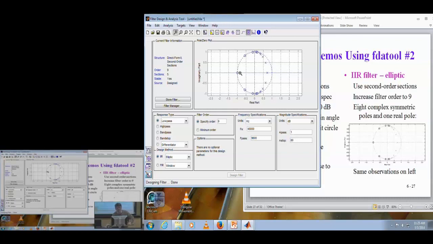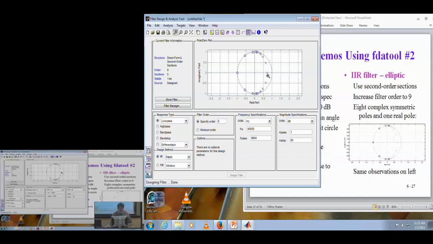Is the main reason that they're always going to be like that because if they weren't, you would have imaginary components in your equation? That's correct. We want our feedback and feed-forward coefficients to be real valued, and this will get us there.